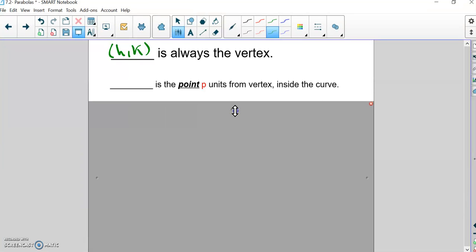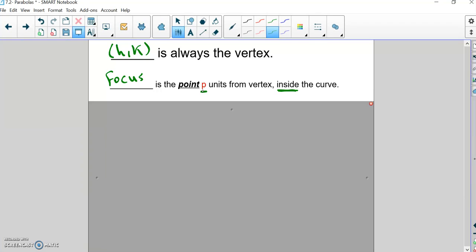Just so you know, these are some important vocabulary terms here. The focus is the point that is p units from the vertex inside the curve. The big thing here is that the focus is always inside the curve, and it is always p units away from the vertex. So, for example, if you saw that your p-value for something was 5, if you wanted to go to the focus, you would start at the vertex, go 5 units inside of the curve, and put a point for the focus.